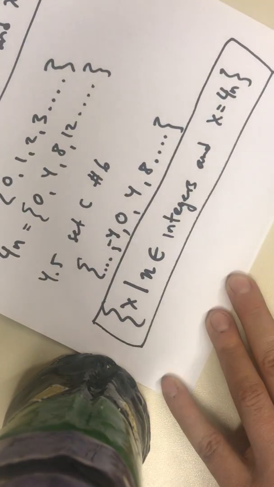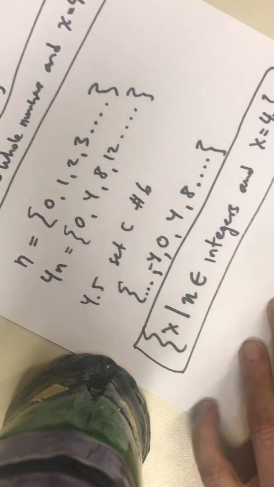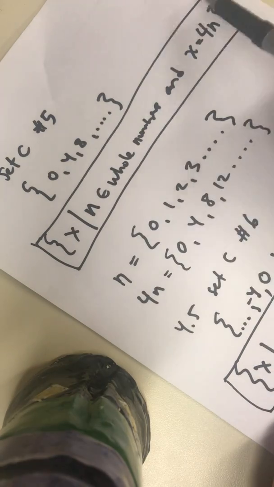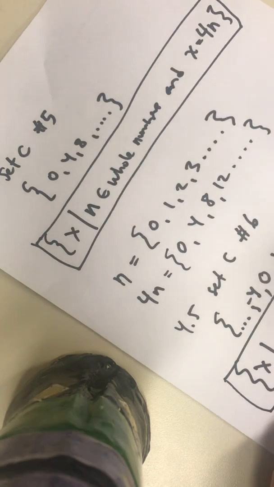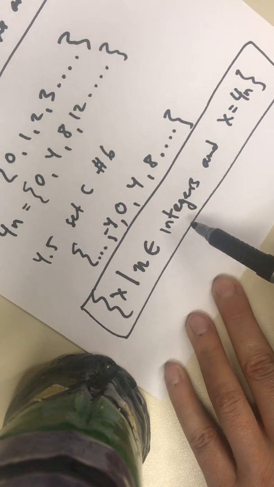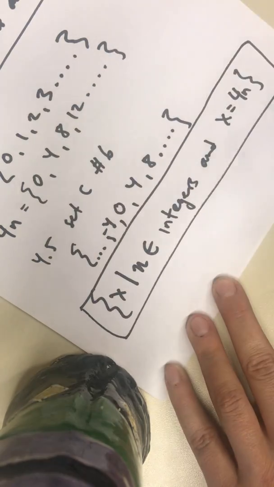I hope this makes sense, and if it doesn't, we'll go over it in class. But just look at this. This set number 5 started with 0, and it went on to infinity, so then we're dealing with whole numbers. And this one in number 6, it has negatives included, so that's why it's integers. But it's still multiples of 4, so 4n here.